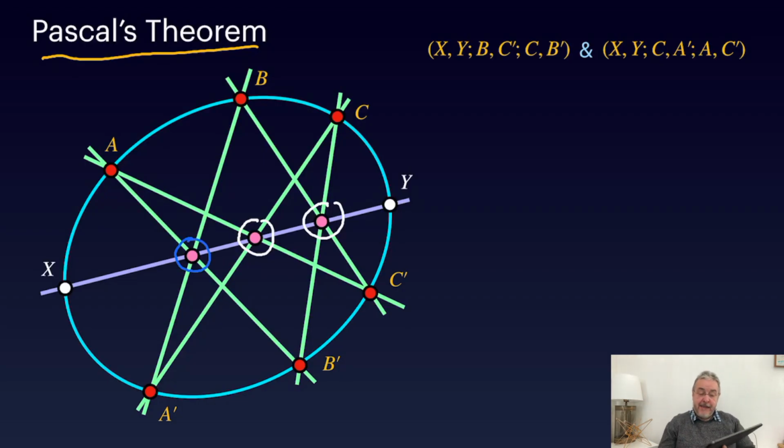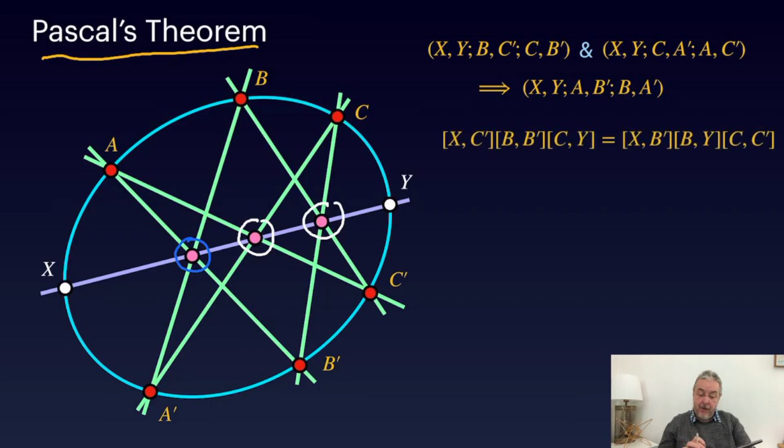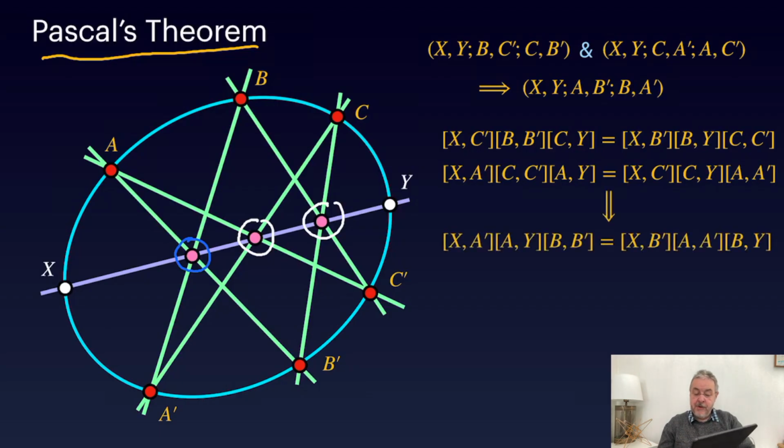So in terms of quadset relations, we only have to prove that if we know that this is a quadset and this is a quadset, we can conclude that this here is a quadset. And this can be done by simply writing down the equations of the quadset relation. So this here is the first relation, the one between the B's and the C's. This here is the second relation, and from that we want to conclude the third relation.